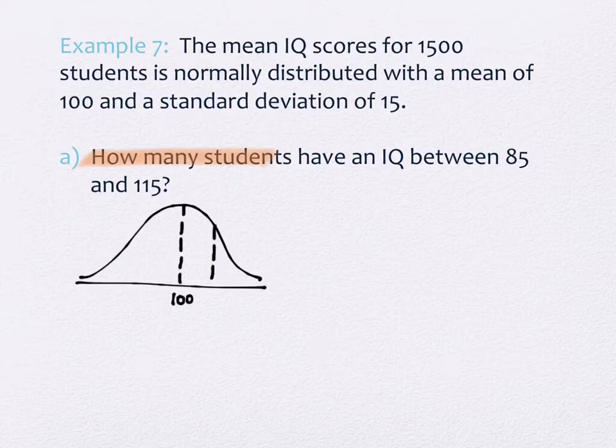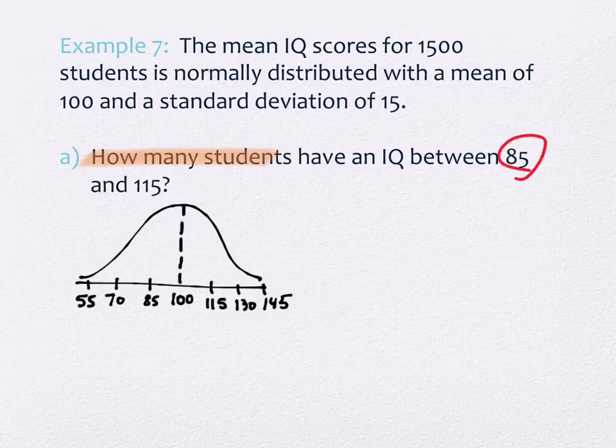So we need to go out. Well, I won't even mark it like that. I'll just mark it on the bottom for now. 15 in each direction. So this is 115, 130, and 145 on the right. On the left, it's 85, 70, and 55. Is that okay so far? Okay. Now, our question wants us to go between 85 and 115. So here's 85, and here's 115.